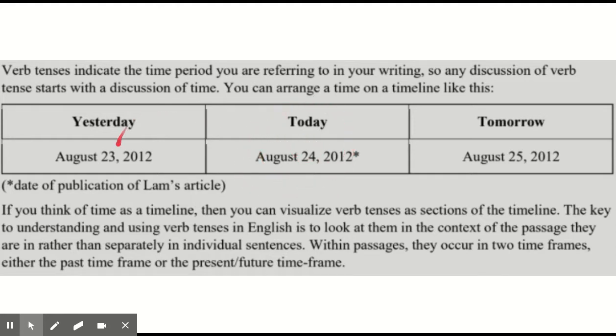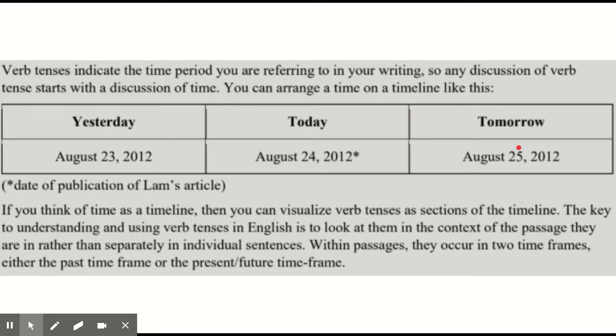For him, this was the past, this would be the present, and this would be the future. So all of his verbs in this piece of writing would fit under these different time frames. You've got to look at the piece of writing as a whole and not the individual sentences for the indicator of past, present, and future.